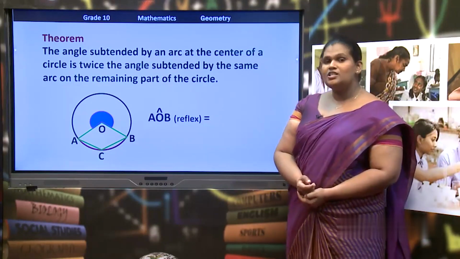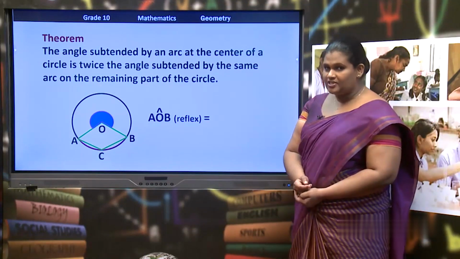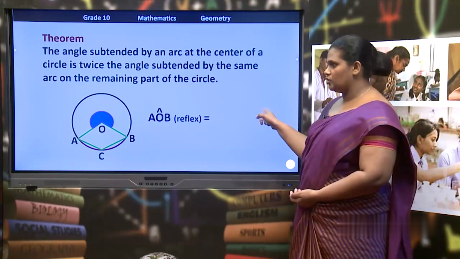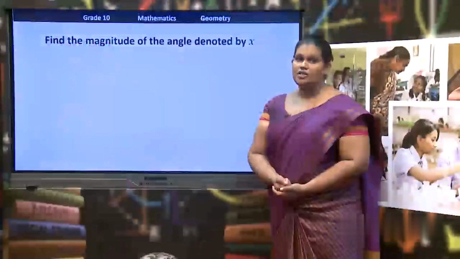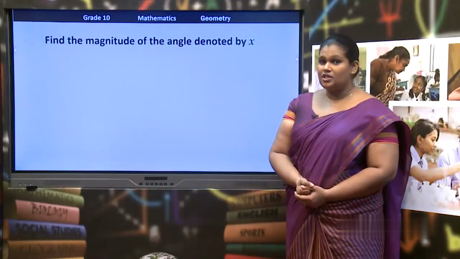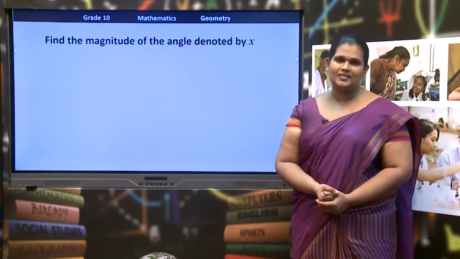Once again, according to the theorem, I can say angle AOB reflex angle is equal to twice the angle ACB. I'll say it once again. Angle AOB reflex angle is equal to twice angle ACB. Now we know the theorem. Now it's easy for us to do some calculations using this theorem.